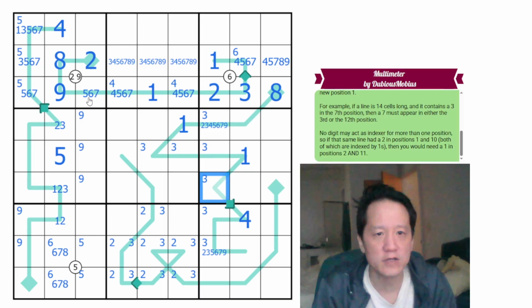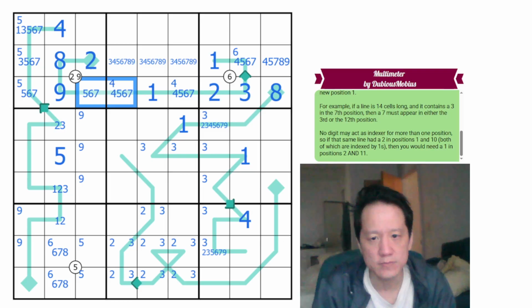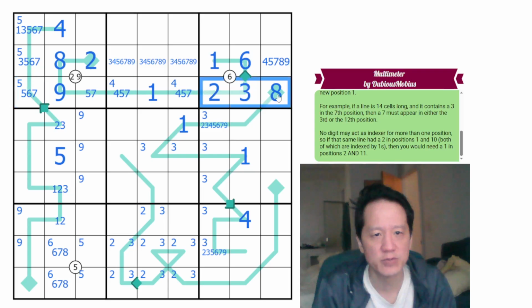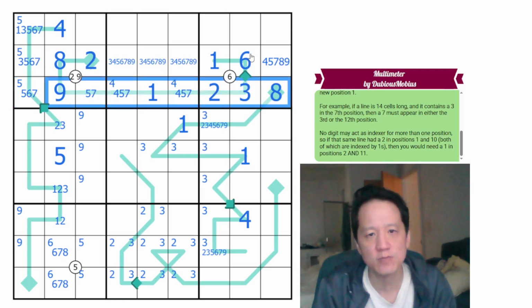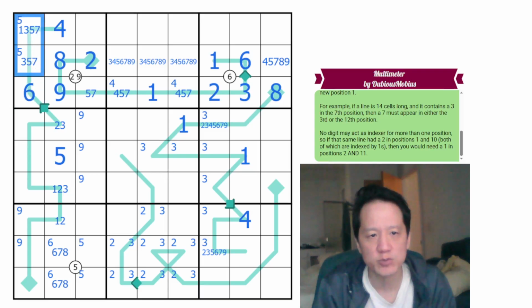So 4, there's no 6 possible anymore in this. So this can't be 6, this can't be 6. This has to be a 6 because of the indexing of the 1. So this is a 4, 5, 7 triplet now in row 3, which eliminates 4, 5, and 7. The reason why is we have a 6 already here, and none of these could be 6 then. Well, where's the 6 in row 3? It has to be here. So this is 6, which means this can't be 6.